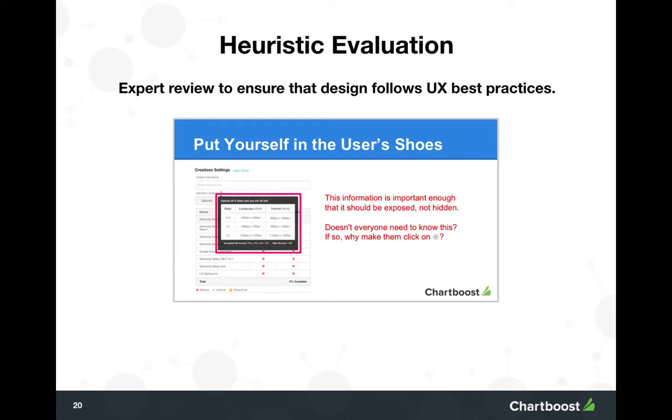Another thing that I was able to catch was that in uploading assets, we were showing what device coverage they would get after they uploaded the assets, but the task at hand on this page was to upload assets, and the information that they need to do that task is the exact pixel dimensions of the assets that need to be uploaded, and that information was hidden behind a tooltip, a little question mark. It seems like that information is definitely important enough that it should be exposed, not hidden, because it's information that everyone needs to know. So, I'm able to come in and do that sort of evaluation.